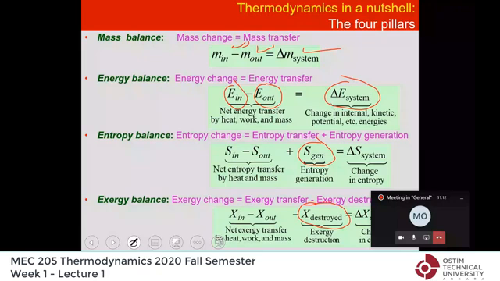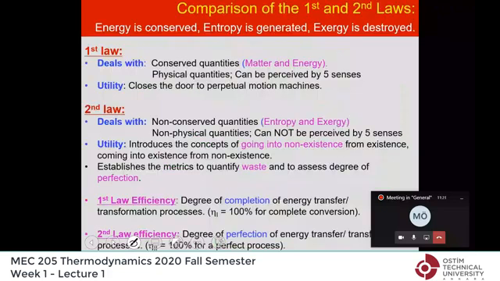If, again, we compare the first and the second laws of thermodynamics, the first law deals with conserved quantities, matter and energy. This is what we will do in the first half of the course, and it deals with physical quantities. They can be perceived by the 5 senses, and it closes the door to perpetual motion machines, that is, the claimed machines that create energy out of nothing. There are no such machines. And the first law kind of makes sure that you don't fall for such claims.